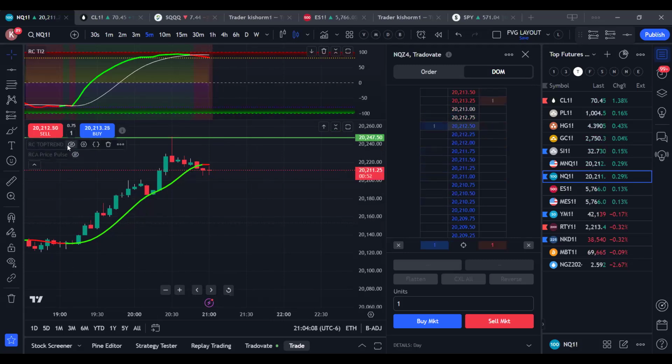Or the second strategy is the top trend with the colors, right? Red color, T5 should be red, your table should be red, your background should be red. That is another strategy. But what I suggest is, if you want to make consistent profits, use the price pulse strategy. If you want to scalp, then use the top trend.